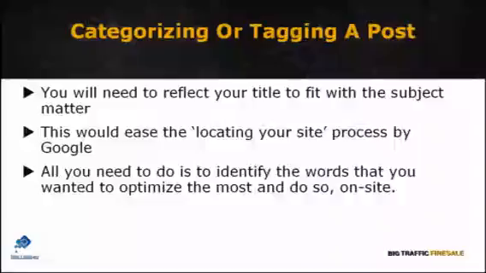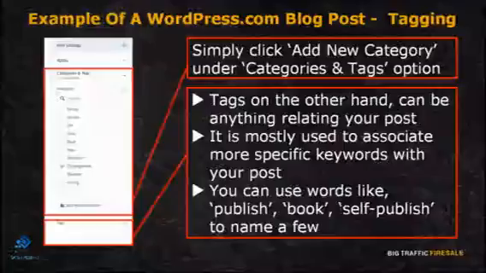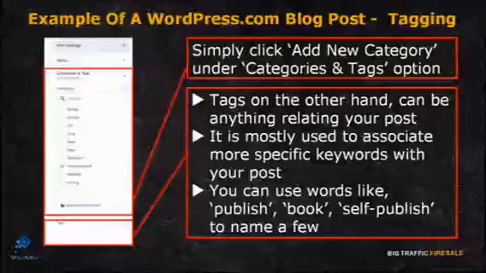When it comes to categorizing or tagging your post, you'll need to reflect your title to fit with the subject matter. This would ease the locating your site process by Google. This is one of the basic formulas you could easily solve within your site. All you need to do is identify the words you want to optimize the most and do so on-site. Simply add new category under the Categories and Tags section. Tags, on the other hand, can be anything relating to your post. It's mostly used to associate more specific keywords with your post. You can use words like publish, book, self-publish, to name a few. Now, let us continue with the next agent.